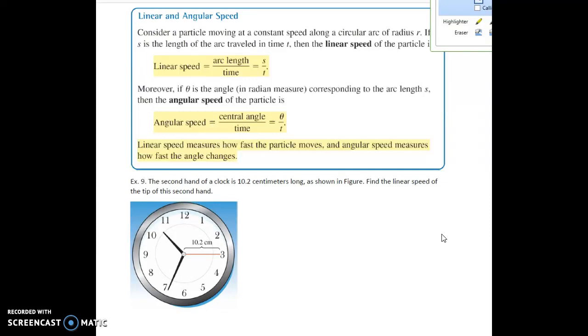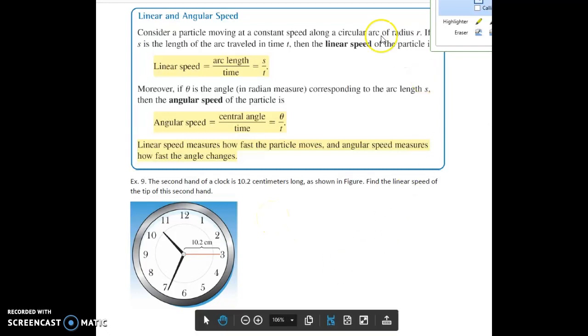This is the first video, which covers the back of your notes that we started in class. We're talking about linear and angular speed. One of the biggest applications of knowing the angle measures is that if you consider a particle that moves at a constant speed along a circular arc of a radius, then you can find two different speeds about it. You can find the linear speed, or you can find the angular speed.